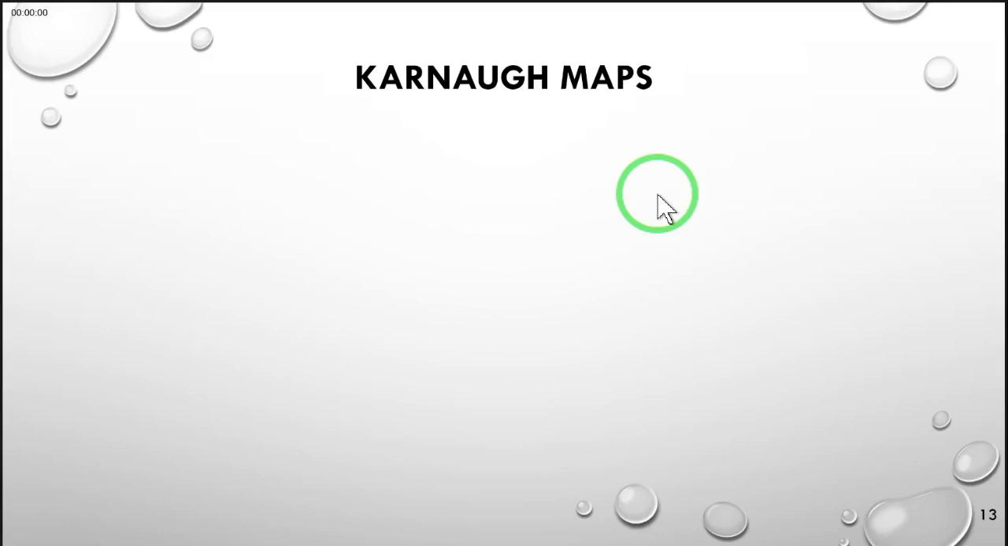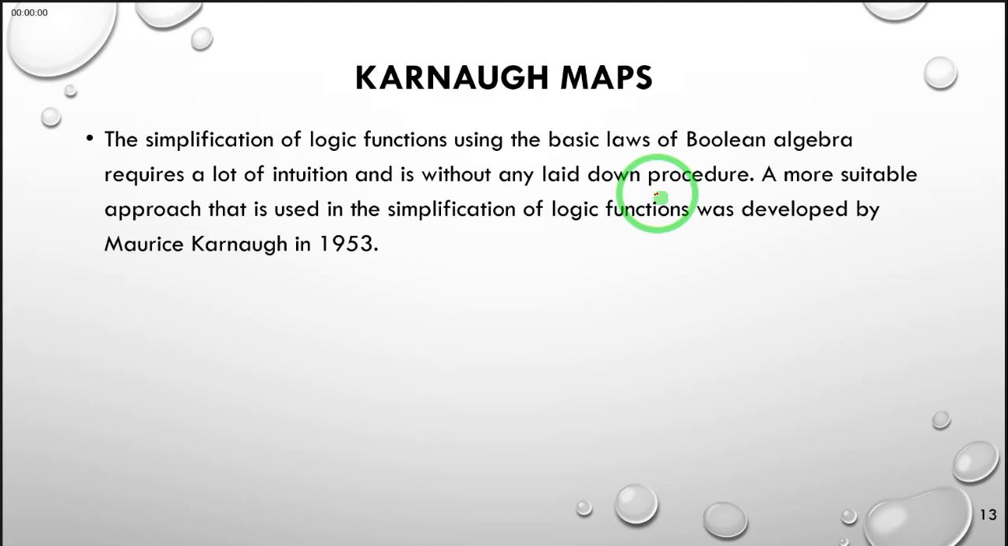We now discuss the concept of Karnaugh maps, which is a method of simplification of logic functions using Boolean algebra laws. But we observe that those laws, when you apply them like we have done in a previous example, can be rather cumbersome and not intuitive. A more suitable method was developed by Maurice Karnaugh in 1953, called the Karnaugh map method, which provides some intuition in terms of simplification of logic functions.